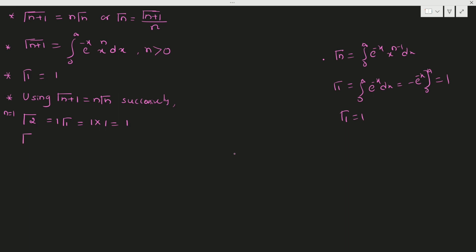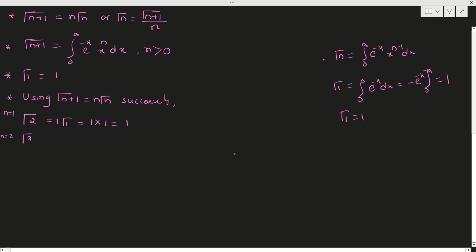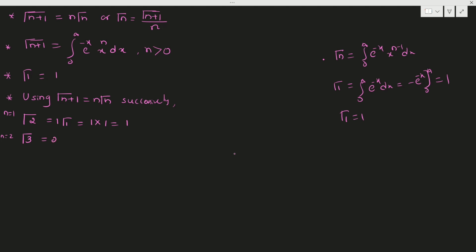Okay. So now when we put n equal to 2, it becomes gamma 3. So n into gamma n means 2 into gamma 2. So 2 into gamma 2 is what? Gamma 2 is 1, so you can write 1 as 1 factorial. Now 2 into 1 factorial is 2 factorial.